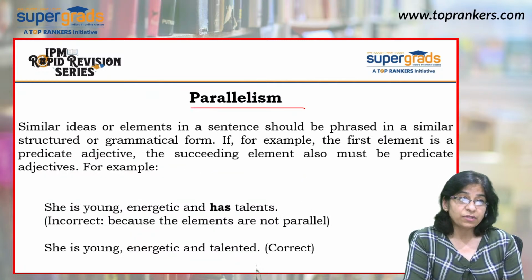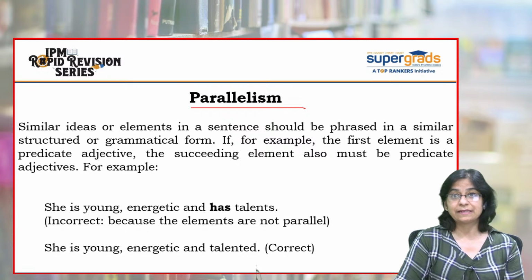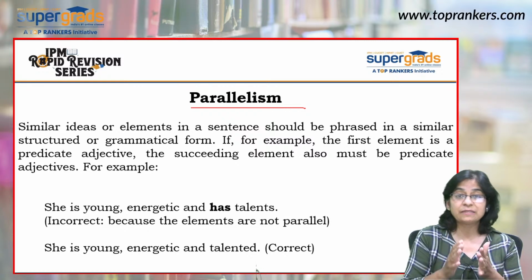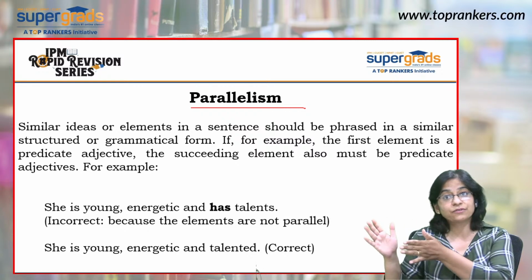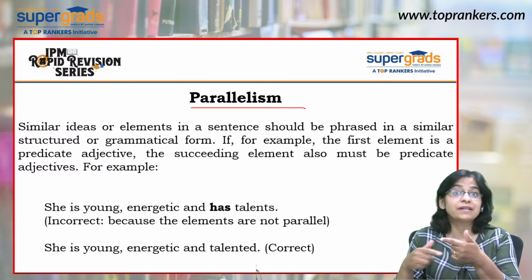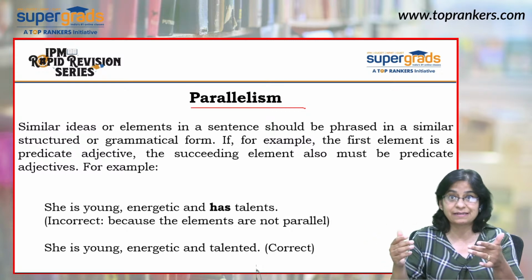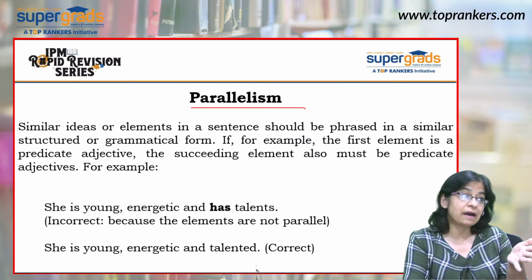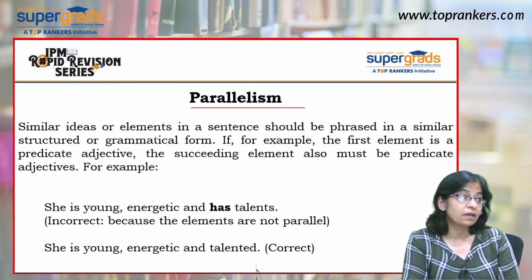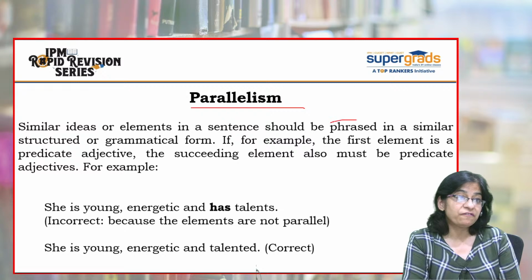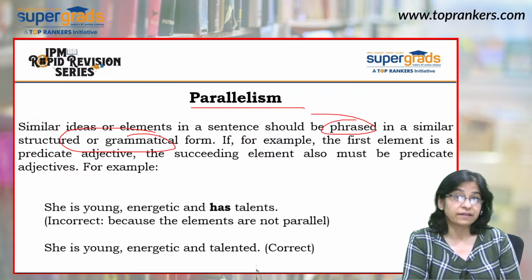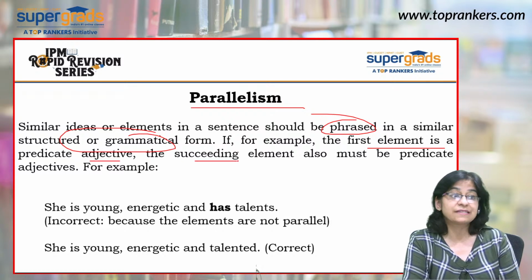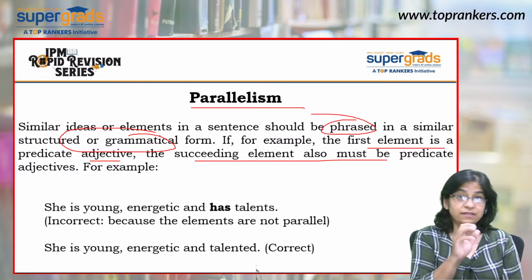Now, how does parallelism work in a sentence? I've already told you we need parallelism to balance different parts of a sentence, parts which are the same parts of speech. These should be phrased in similar structure or grammatical form in any sentence. For example, if the first element is an adjective, the succeeding element should also be an adjective.